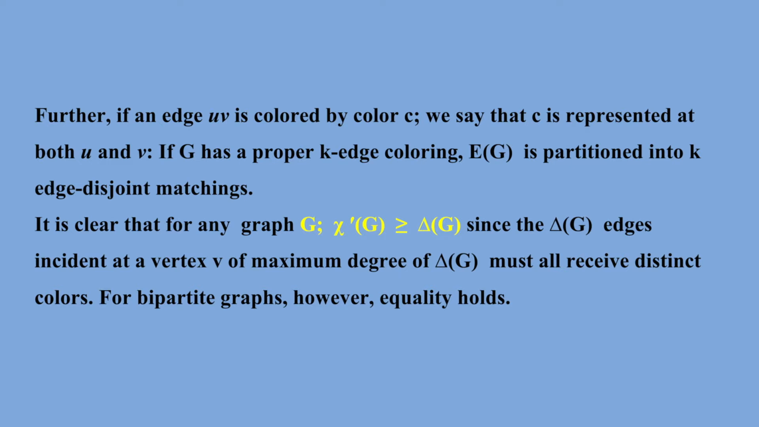It is clear that for any graph G, χ'(G) is greater than or equal to Δ(G), where Δ(G) is the maximum degree, since the Δ(G) edges incident at a vertex v of maximum degree Δ(G) must all receive distinct colors. For bipartite graphs, however, equality holds.